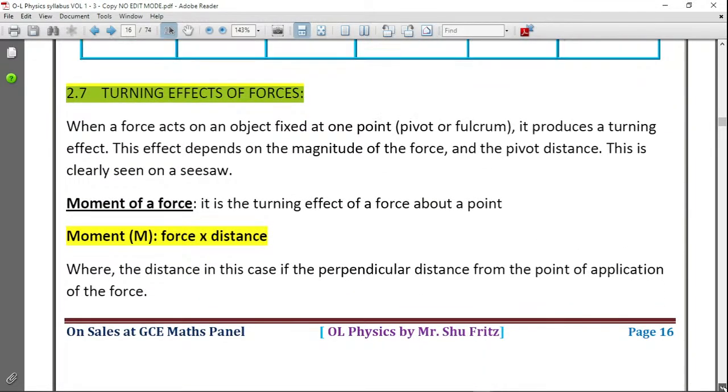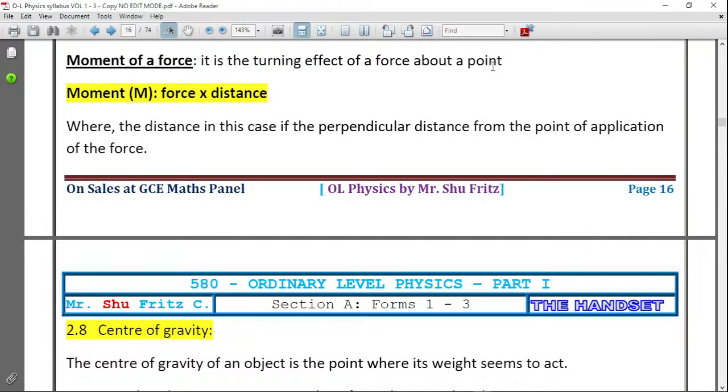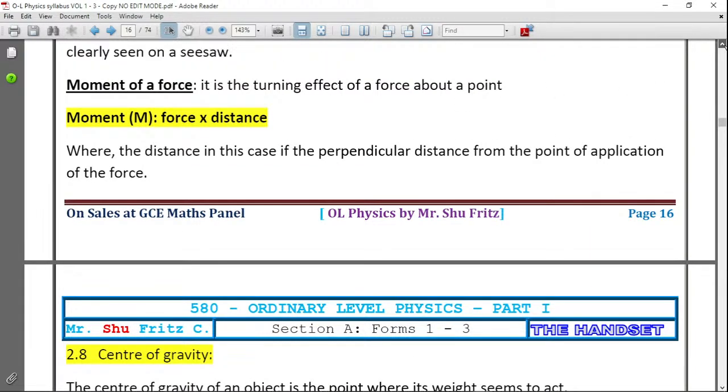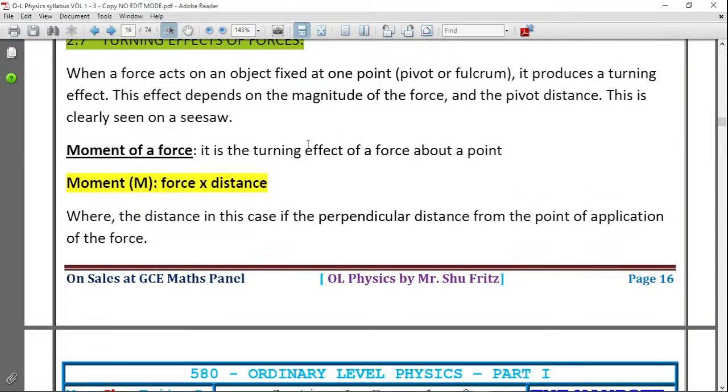So what is the moment of a force? The moment of a force is the turning effect of a force about a point. Moment is equal to force times perpendicular distance from that point. So the moment is the product of the force and its perpendicular distance from the point of application.